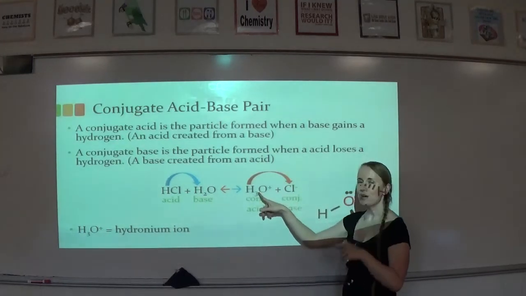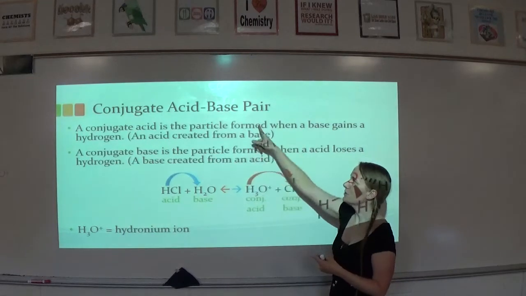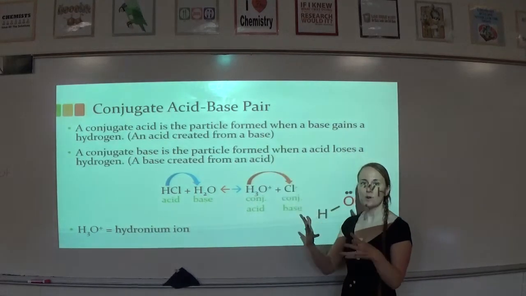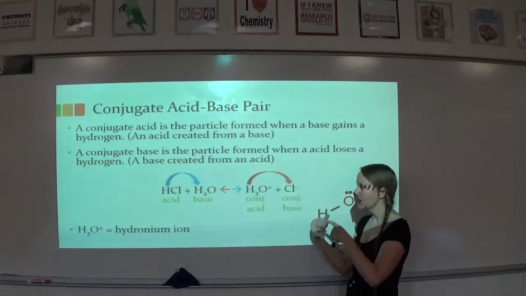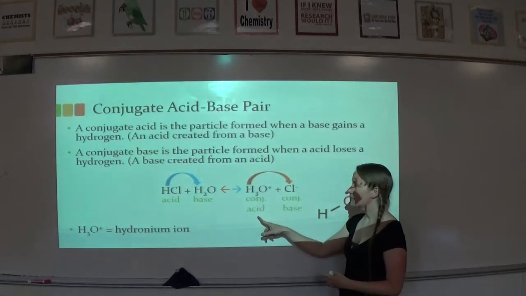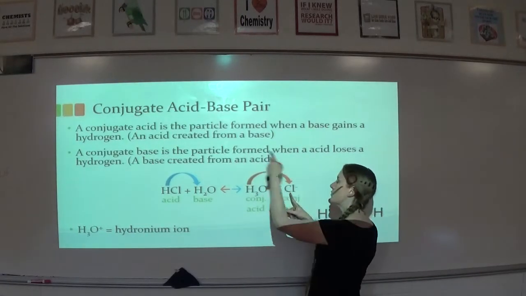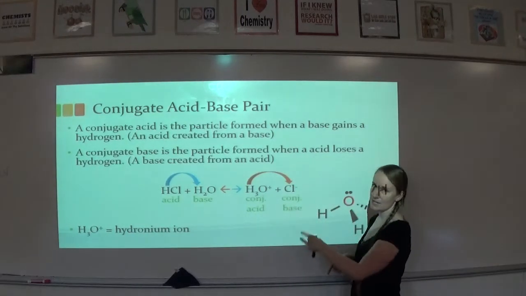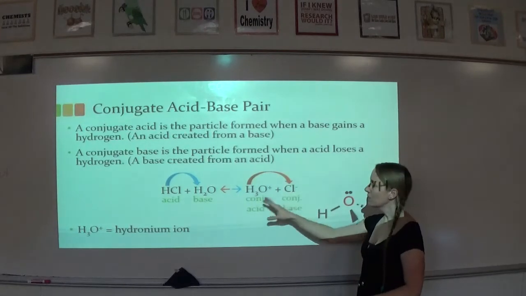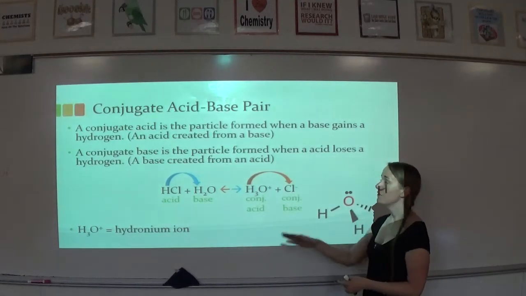So that means now H3O is the donor. But because it was formed, notice how both definitions have the word formed in them. That means they're going to be products. Because it was formed, it is the conjugate acid. And now Cl is the acceptor, but since it was formed, it's the conjugate base. Okay, so it's still going to follow the same proton donor and proton acceptor definitions, but they've been formed.